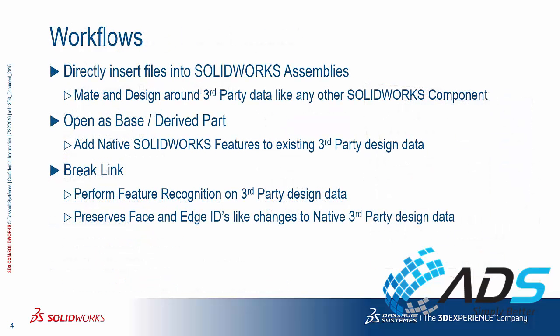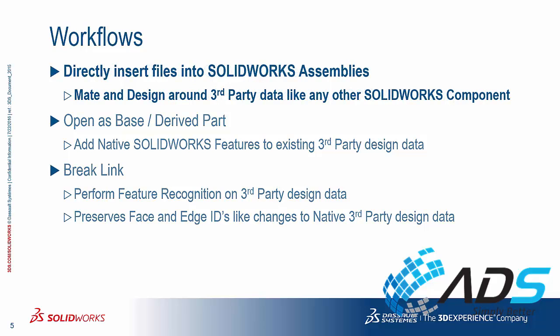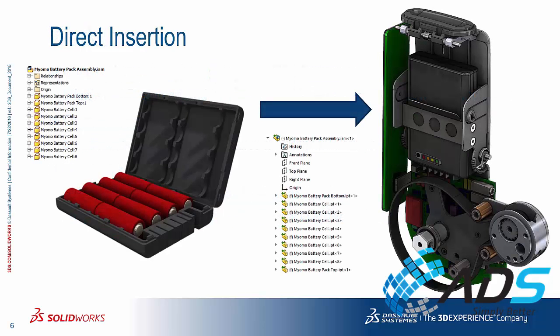In this demonstration, we're going to look at 3 different workflows to show just how flexible working with third-party CAD data is with 3D Interconnect. The first workflow focuses on directly using 3D files in SOLIDWORKS assemblies, like any other SOLIDWORKS file, and is probably the most commonly used method of leveraging 3D Interconnect. In this case, a battery pack assembly was designed in Autodesk Inventor that we need to incorporate into the Myomo control module designed in SOLIDWORKS. This could have been designed by a vendor or possibly using a legacy design tool like Autodesk Inventor.